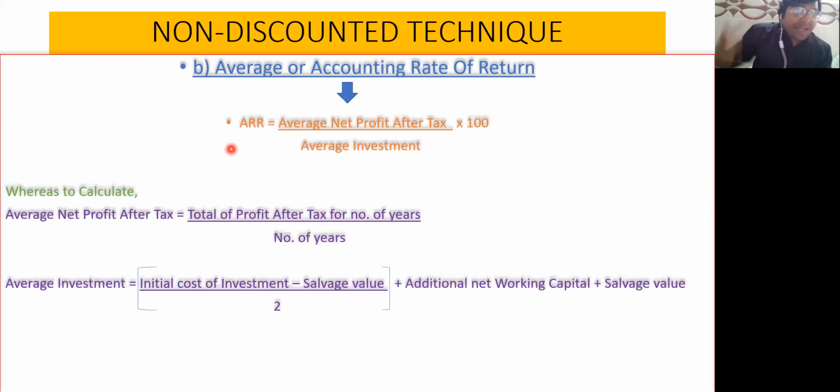So what is the formula to calculate average investment? Initial cost of investment minus salvage value. Salvage value is nothing but a scrap value, divided by 2. For getting the average, you have to divide it by 2. Then add additional net working capital plus salvage value.